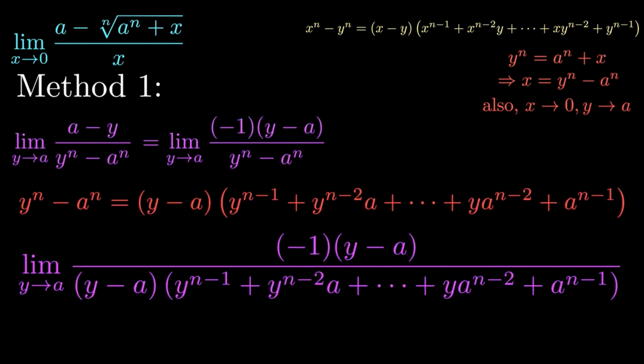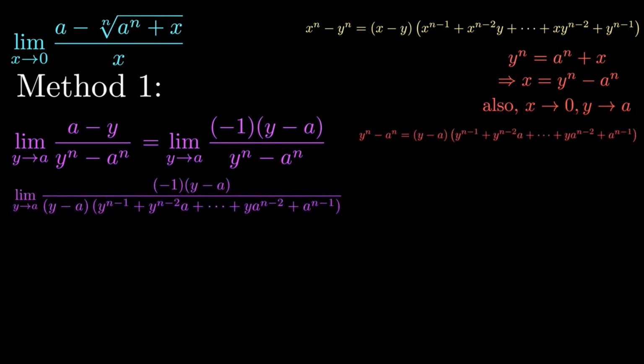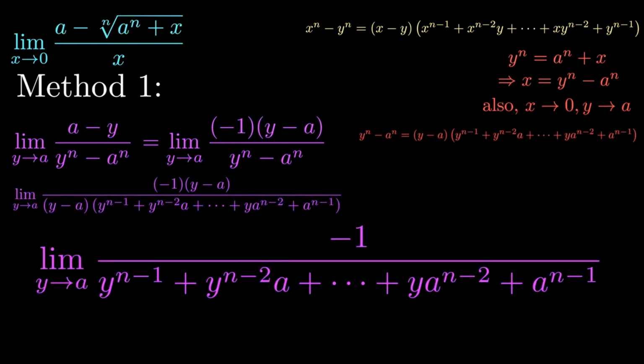Now substituting this expression into our limit for our denominator, we're left with the following limit, where we have a y minus a in the numerator and a y minus a in the denominator, which we can go ahead and cancel. And we're left with the limit as y goes to a of minus 1 divided by y raised to n minus 1 plus y raised to n minus 2 multiplied by a plus so on and so forth plus y multiplied by a raised to n minus 2 plus a raised to n minus 1.